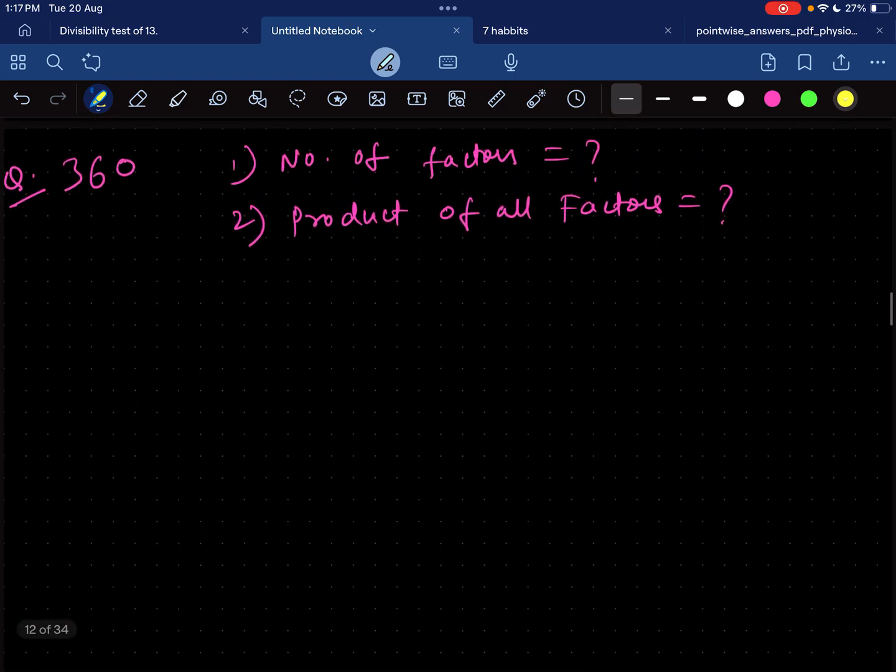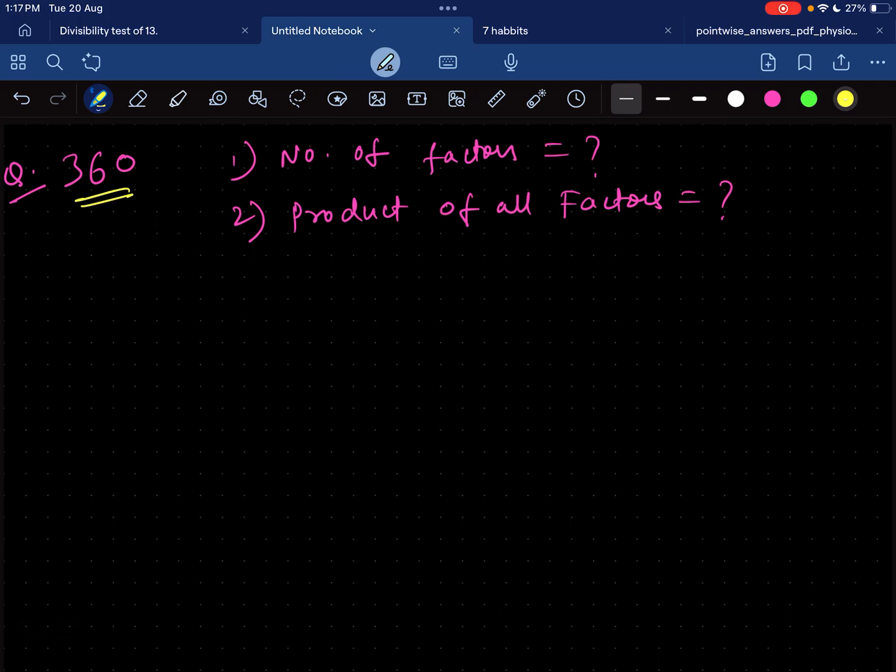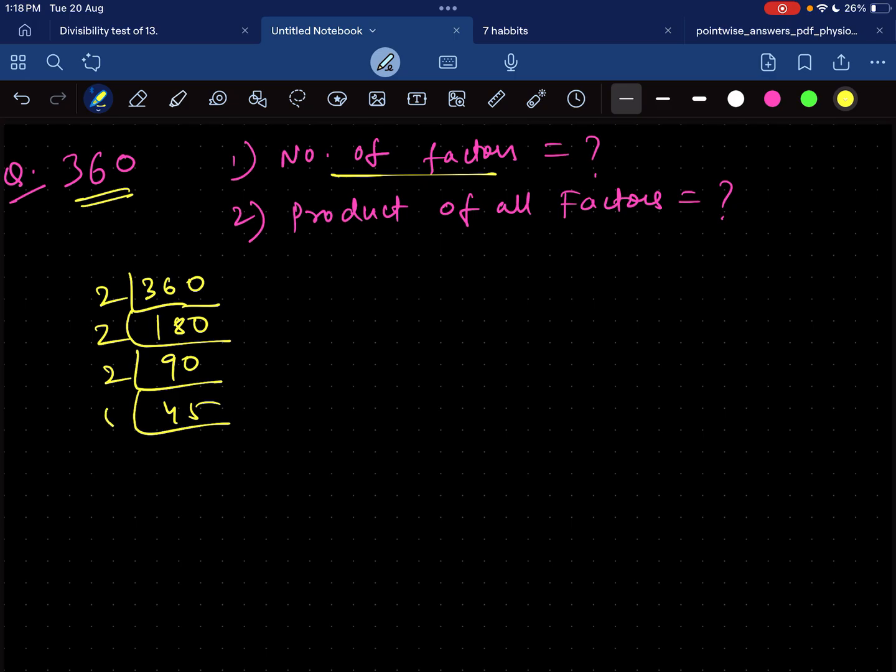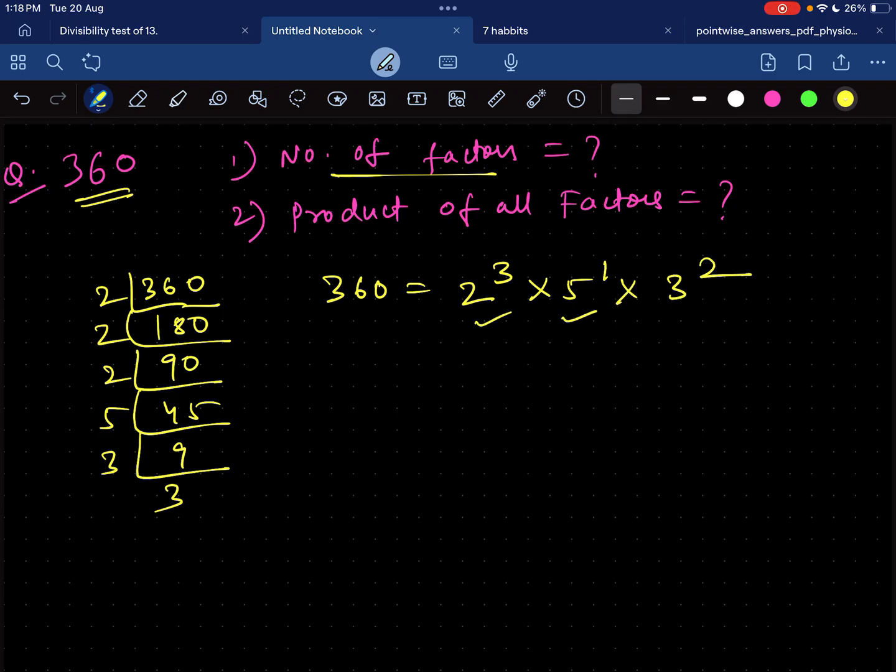Let's see one more example. Suppose the question is 360. You can't find the factors of this number individually, so let's see how we will proceed by the formula. We will find the prime factors: 360 divided by 2 is 180, then 2 times 90, then 2 times 45, then 5 times 9, then 3 times 3. So 360 can be written as 2 cube into 5 power 1 into 3 square. So there are a total of 3 prime factors, and these are their powers.